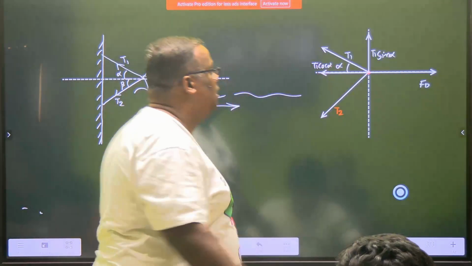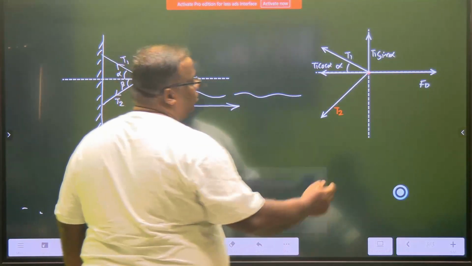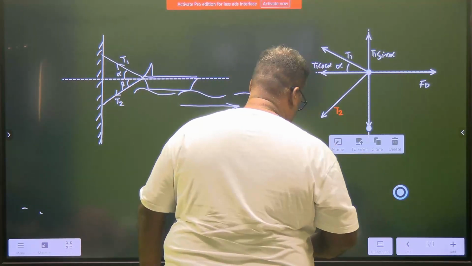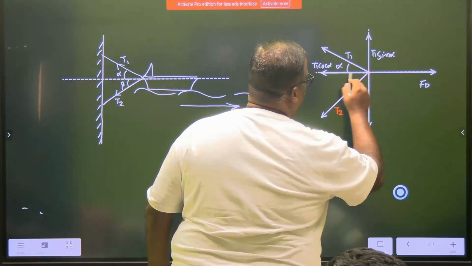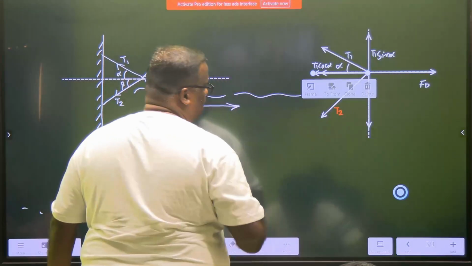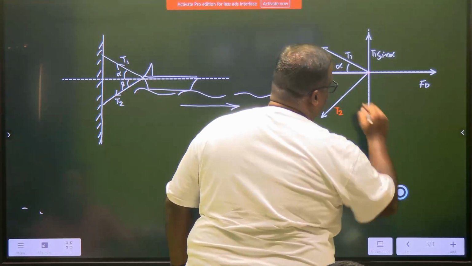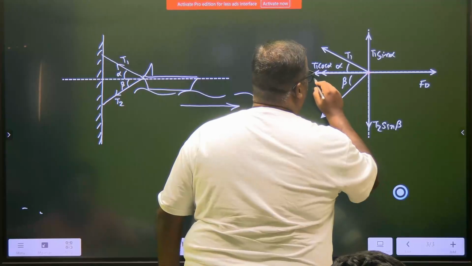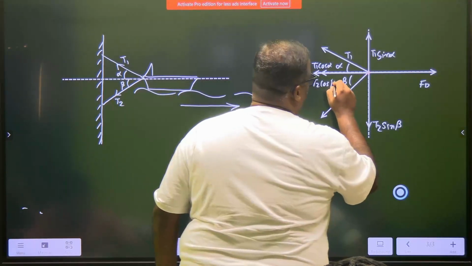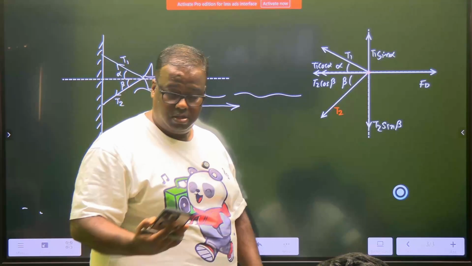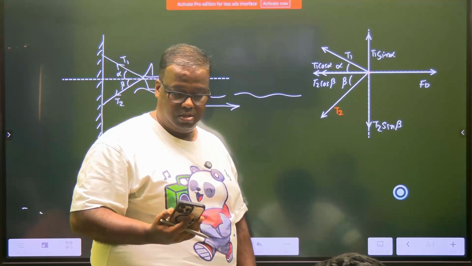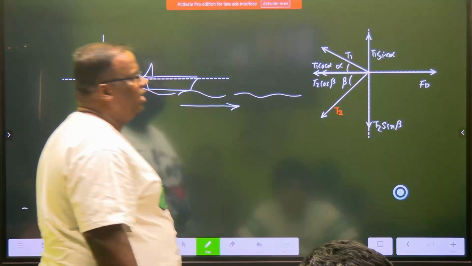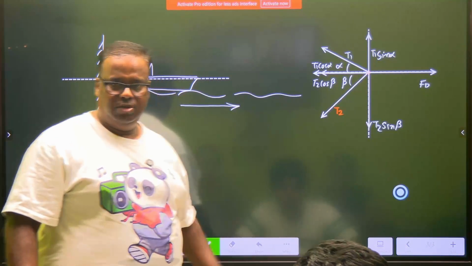Have you understood? Similarly, let's also break T2. So how do you break T2? T2 will have a force on this side, right? And T2 will also have a force on, say, this side, right? So what do I call it? I call it T2, and this angle was beta. So this is T2 sin beta, and this is T2 cos beta. T2 sin beta and T2 cos beta. Understood? I think we are done. These are the forces.